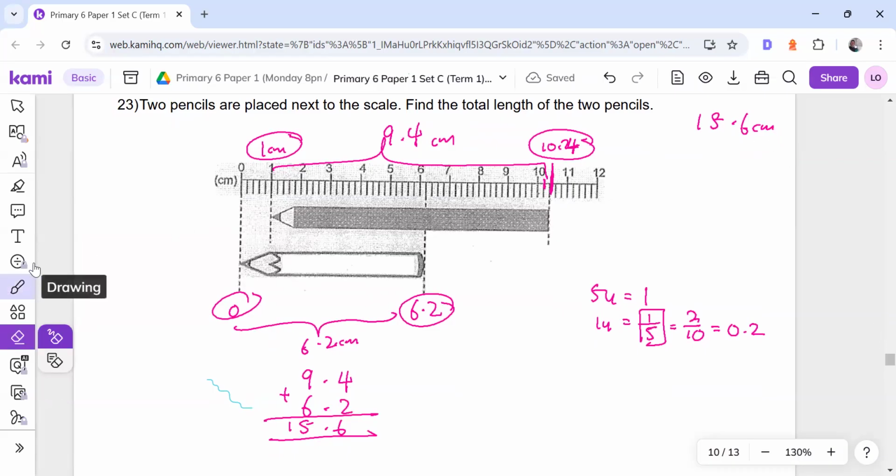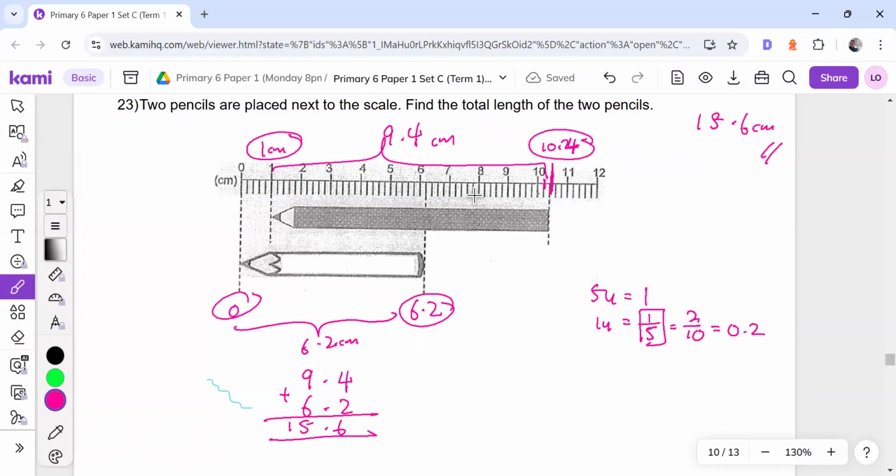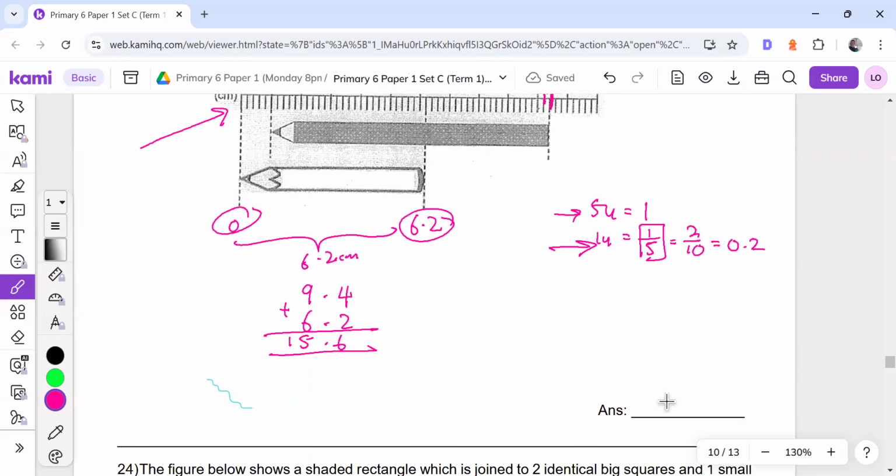Are you clear? So every time you see this kind of number line, you have to count the gaps. How many gaps equal to how big, then 1 gap equal to how many. All right, this is what I mean. 5 units is how many, 1 unit is how many. Then you can find how long is the pencil. Okay, let's go on to the next one.